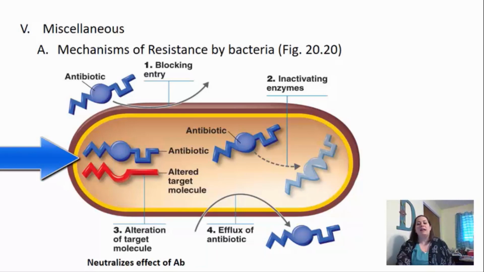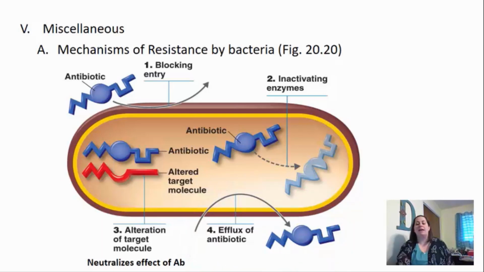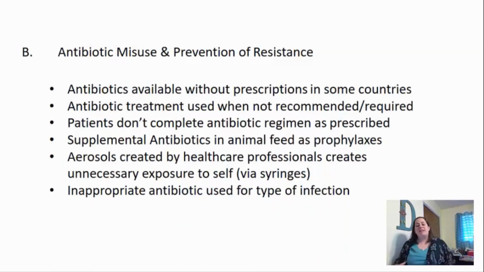Or we see that it can efflux the antibiotic, meaning that it can kick it out. It ejects it. Even though the antibiotic gets into the cell, it then kicks it right back out. So these are mechanisms that actually help the bacteria become resistant to different types of antibiotics. Now, one way to prevent this whole idea of resistance is not to misuse antibiotics.